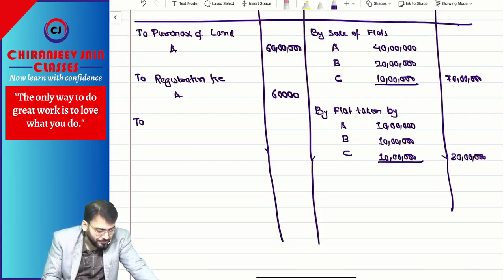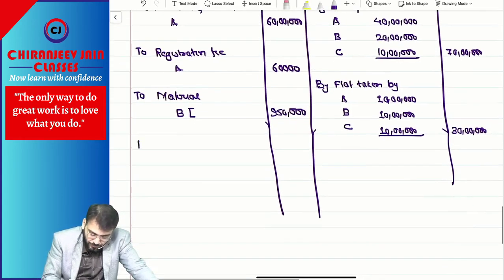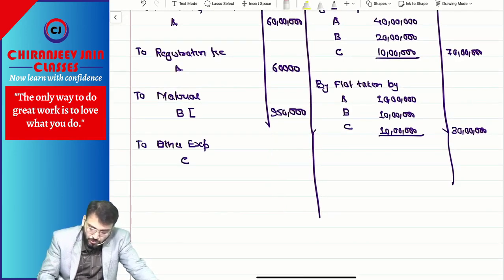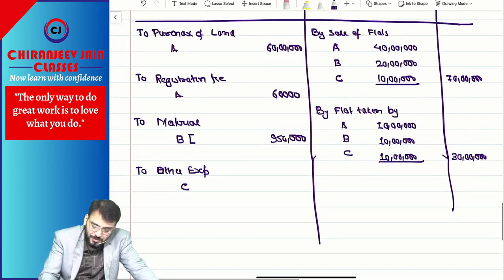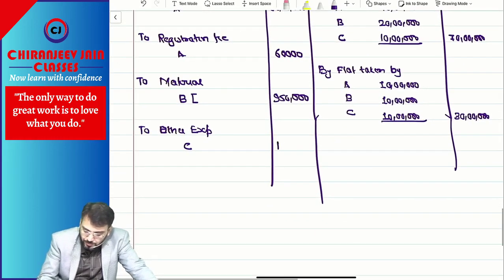Then, to material. How much total material has been supplied? Total it is 9 lakh 50,000. Then other expenses. Other expenses were done by whom? How much? This question cannot be easier than this. If this question comes, it will be of 8 marks, meaning 3 marks, but you need to revise it.